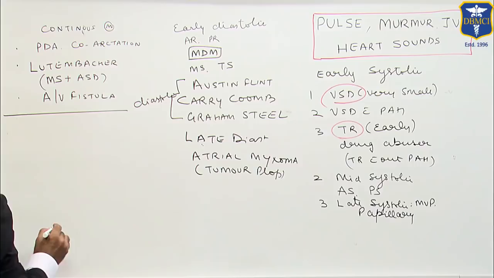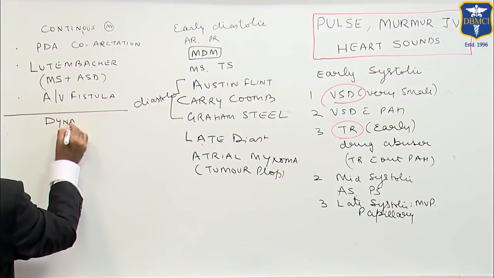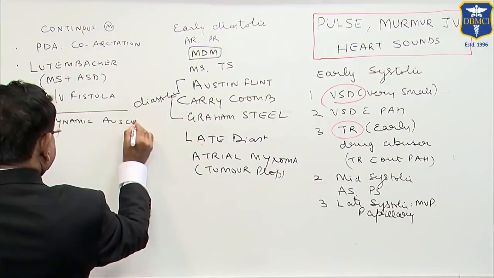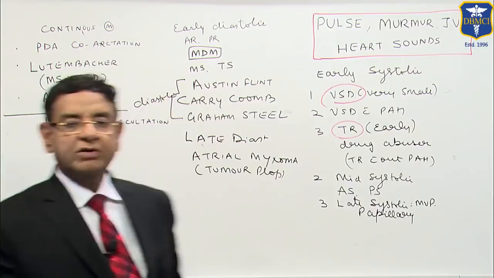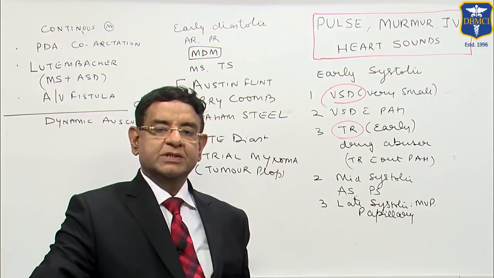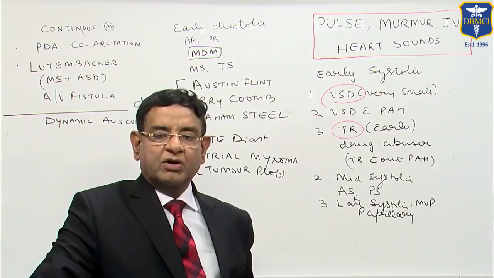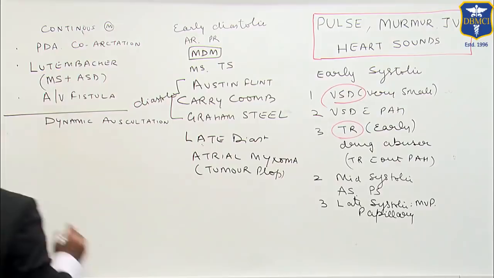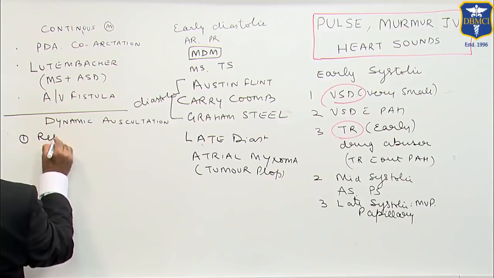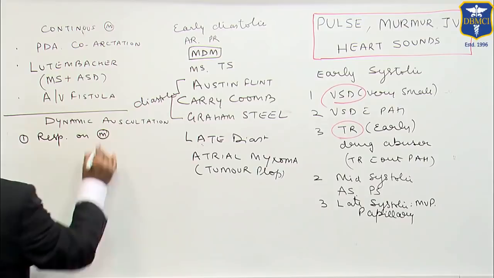Now we talk about dynamic auscultation. What do you mean by dynamic auscultation? We do certain maneuvers, either physiological or pharmacological, which can change the intensity of murmur. That we call dynamic auscultation. So, let us talk about some physiological effect of respiration on the intensity of murmur.